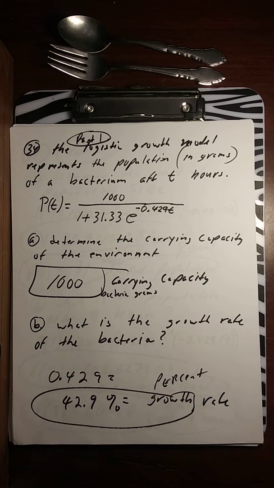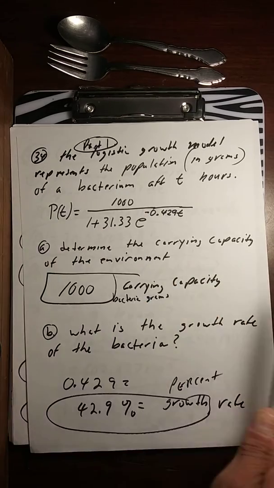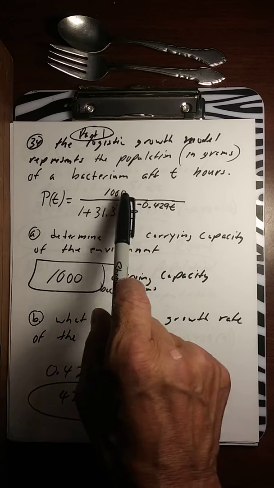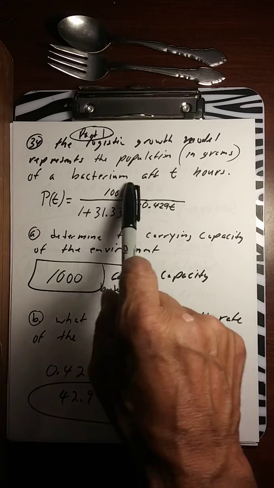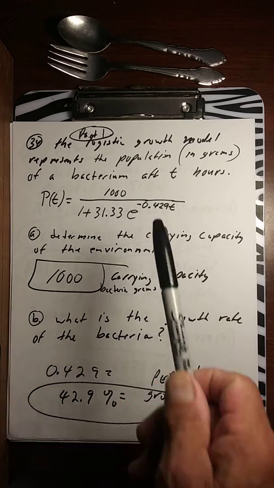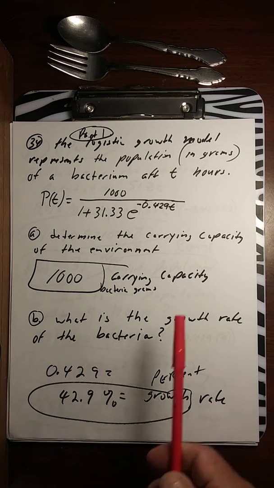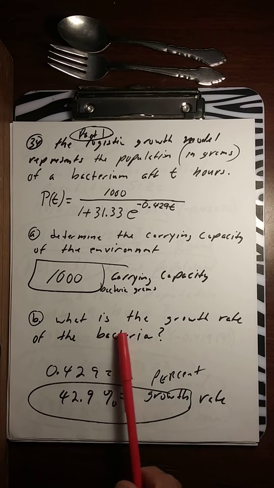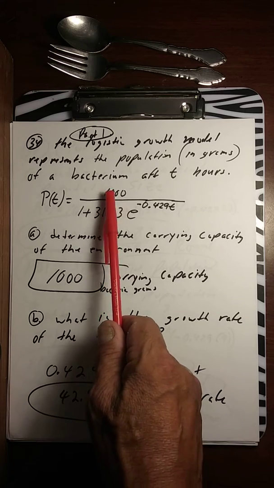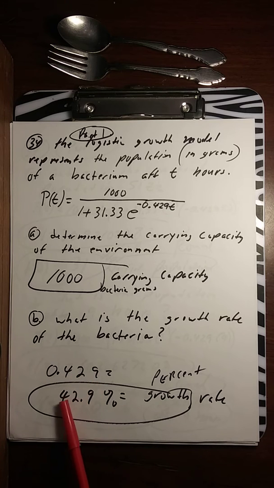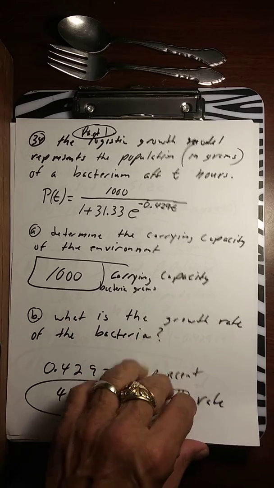The logistic growth model represents the population in grams of bacterium after T hours. There's a formula. So now, let's see how it goes. Determine the carrying capacity. Carrying capacity is this number right there. That's the most possible ever, because of the food, because of the water, the environment. So it's going to be that number, 1,000. What is the growth rate of the bacteria? This number down here, 0.429, 0.429 is 42.9%. That's how fast the growth rate is.